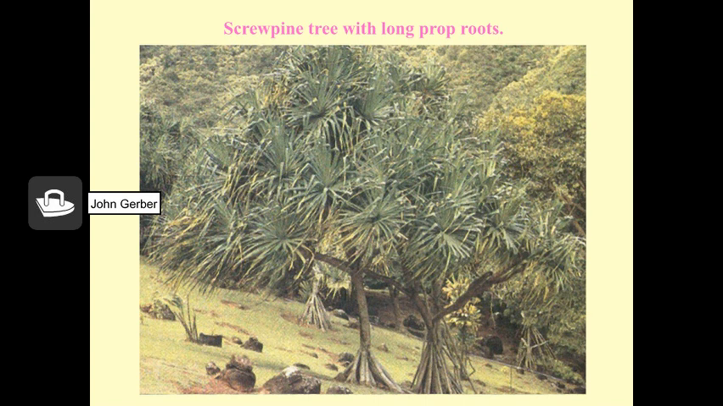See the adventitious roots on the screw pine tree? These are called long prop roots. They prop the plant up, but they're actually root systems, and you know they're roots because they won't turn green. If you scratch it a little bit to the surface and the sun hits it, it won't turn green like a stem would.